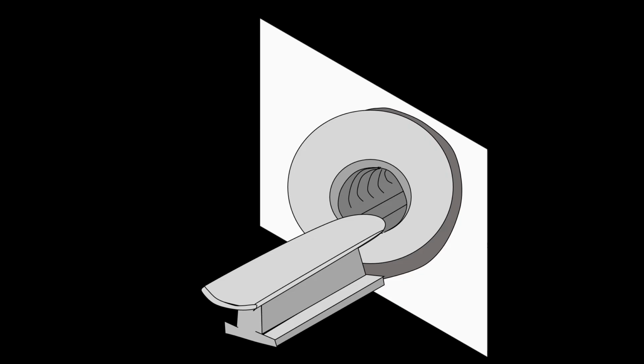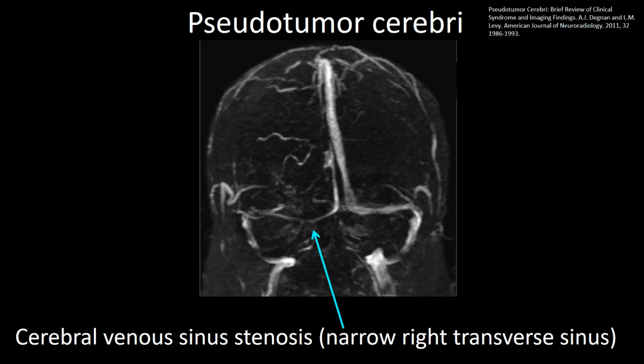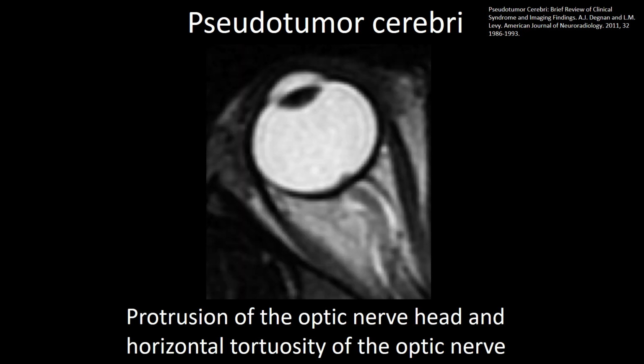Their presence excludes pseudotumor cerebri, but certain pathological findings may be found in MRIs of patients with pseudotumor cerebri. MRI findings in these patients are empty sella, cerebral venous sinus stenosis as indicated in this frame, protrusion of the optic nerve head as indicated here, and horizontal tortuosity of the optic nerve.